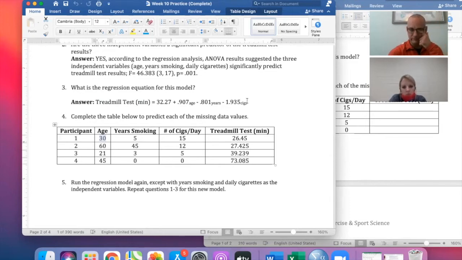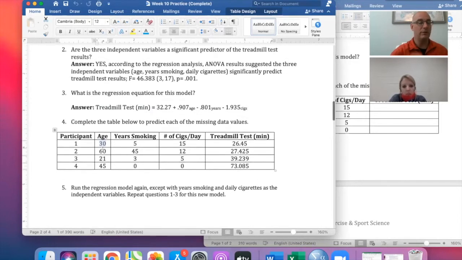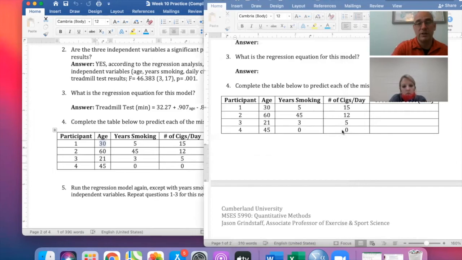Make sense? Good deal. And so, you could even do this as long as you have 3 of the variables. Like I could have asked you, for participant number 3, and left number of cigarettes per day blank and given you the treadmill results, and you could predict based on age, years smoking, and treadmill results how many cigarettes that person uses per day.